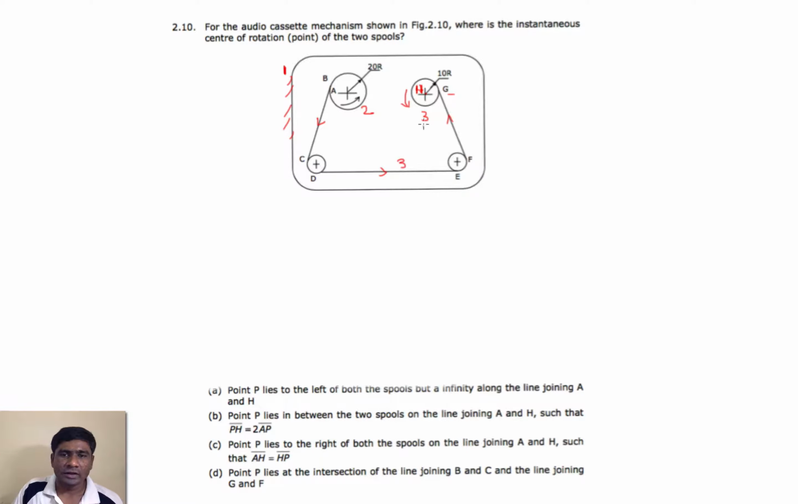This is the link 3 connecting the spools 2 and 4. So how many links are there in this case? 4 links are there. And what about these points D and E? Those are just for guiding the tape, so they are not considered as links here.